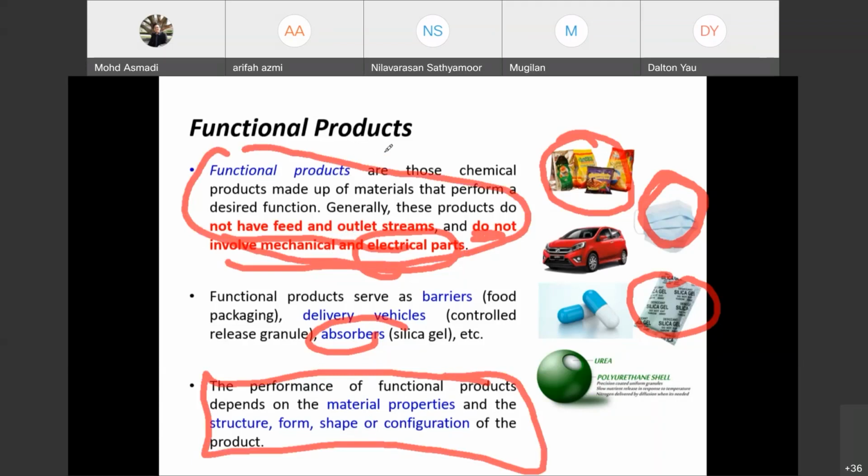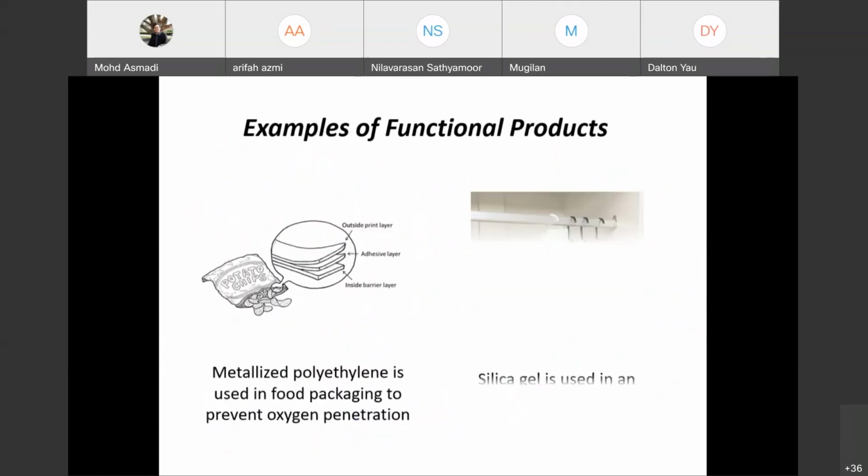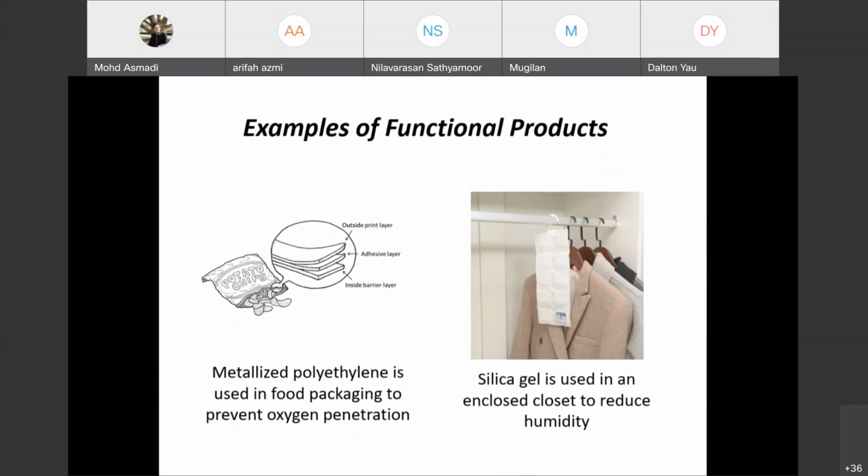Okay, let's see the examples. Okay, for example, it's like a moisture absorber, right? Using silica gels. Okay, this one we want to reduce the humidity. Okay, or also an oxygen absorber, right? Okay, we don't want the oxidation to occur. Okay, so this one we can put in a closed cabinet, or sometimes in the food packaging, right? Okay, so we can use it also.